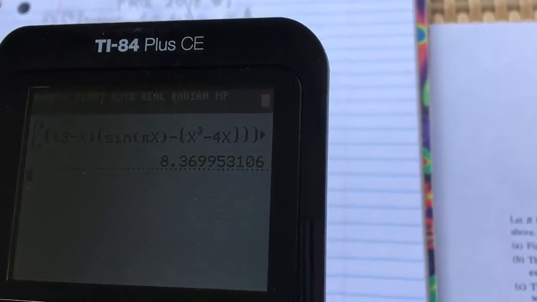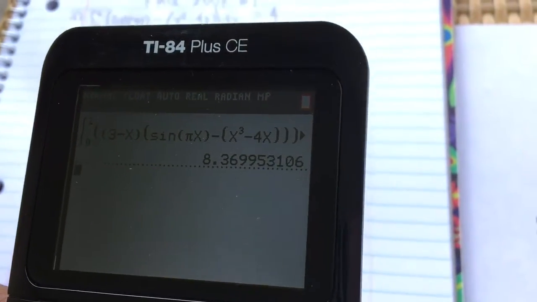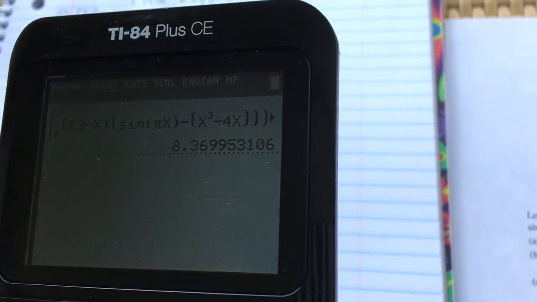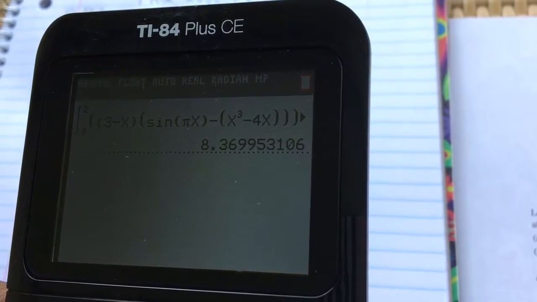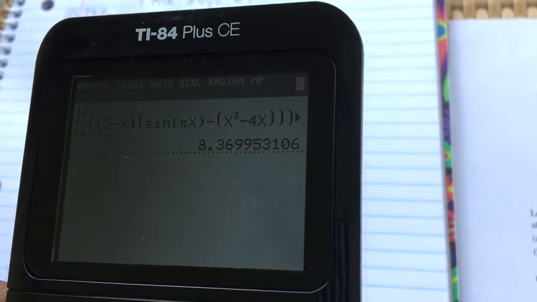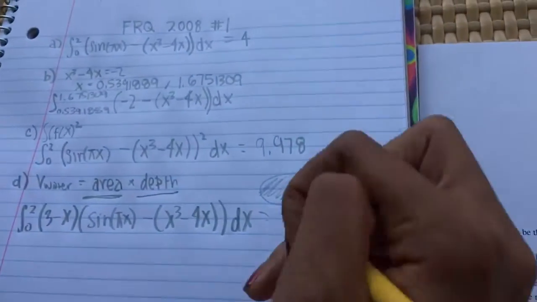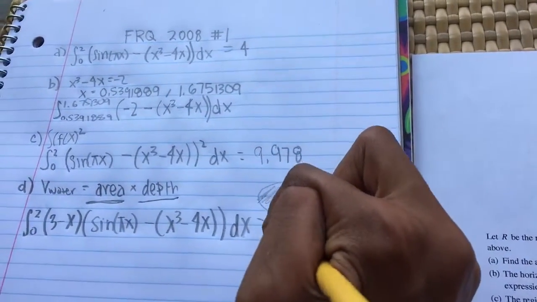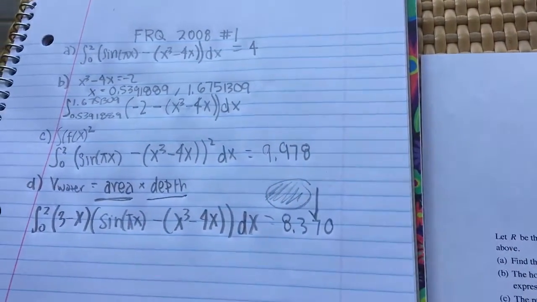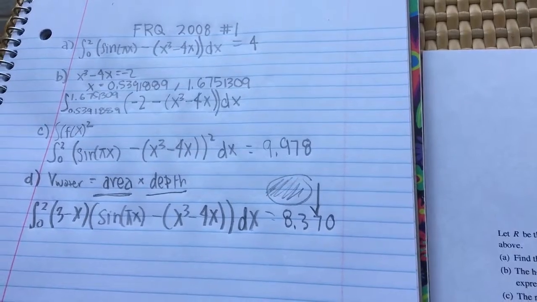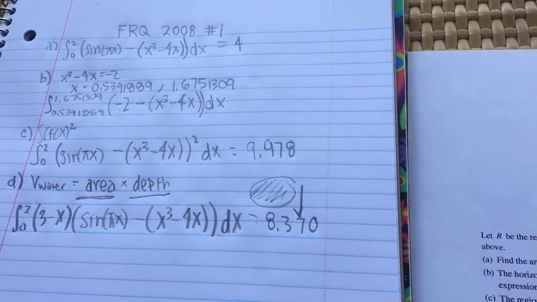And our answer is 8.369953106. With FRQs, you have to remember to round to the nearest thousandth, so you have to write 8.370. So our answer will be 8.370.